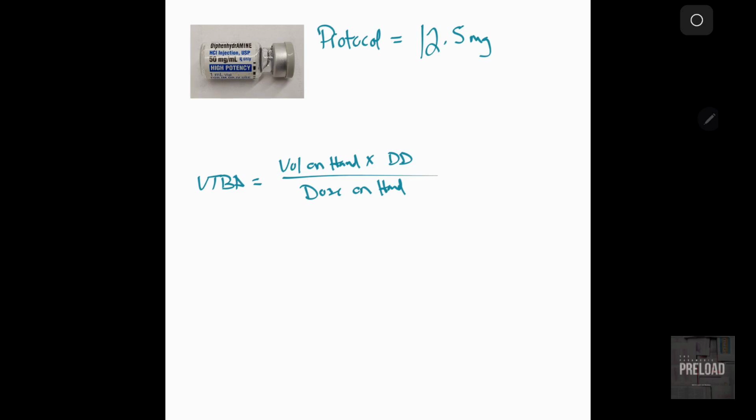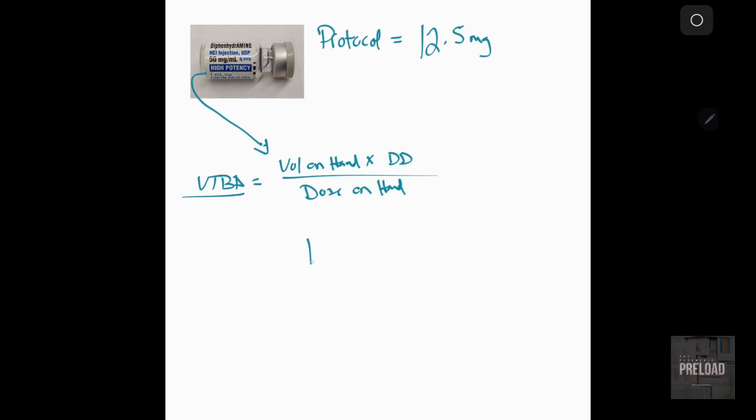And remember, the more you write this, the more it's going to be ingrained. So we're looking for volume to be administered. Let's punch in our numbers again. Nothing's changed. This is the same vial, the same formula. We're still in our bolus formula. So what's our volume on hand? Well, we talked about that earlier, right? It's a 1 ml vial.